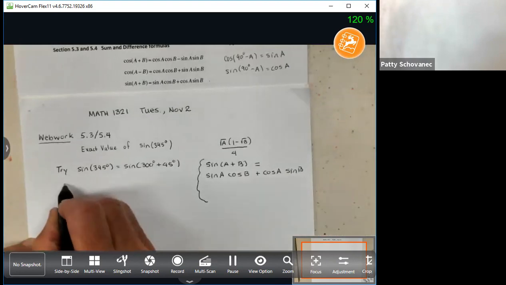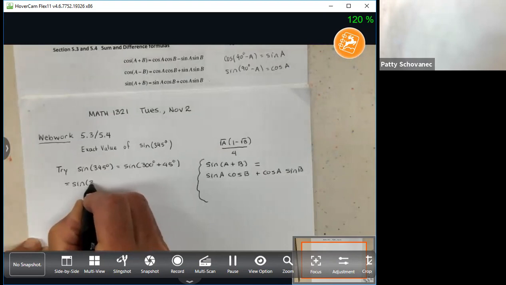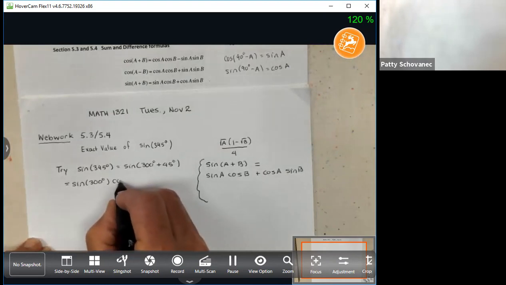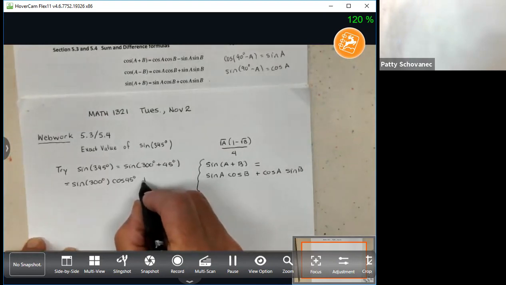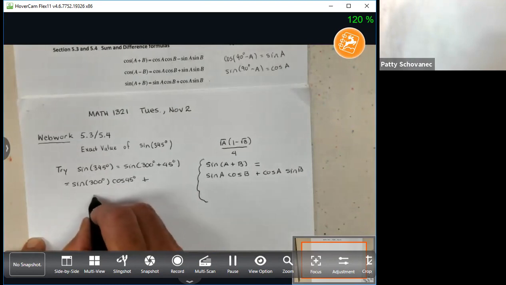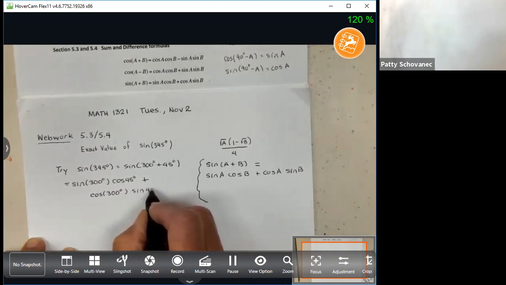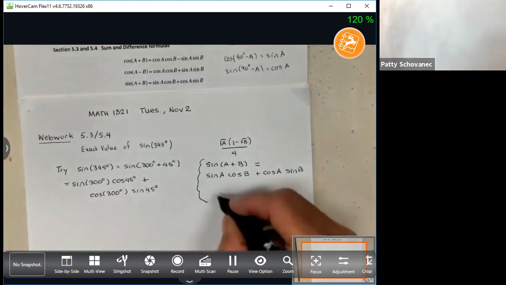So here we go. We have the sine of the first angle, so sine of 300 degrees, times the cosine of the second angle, cosine of 45 degrees, plus, let me scroll down here, the cosine of the first angle, cosine of 300 degrees, times the sine of 45 degrees. With the note that our 300-degree angle is in quadrant 4.